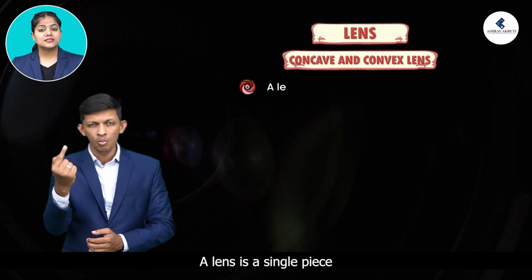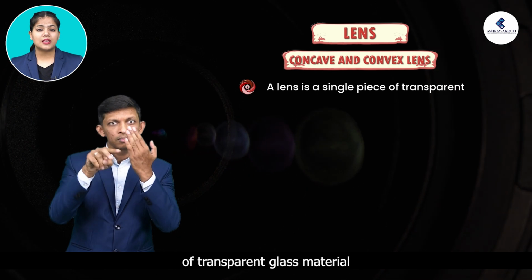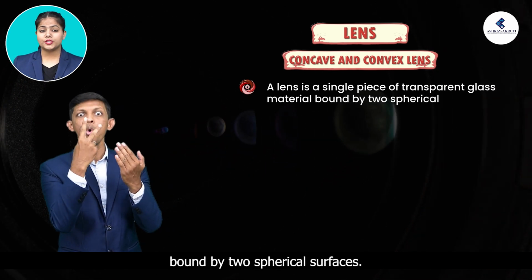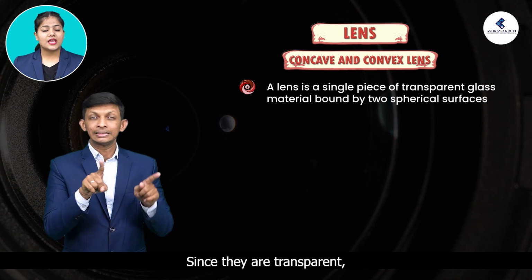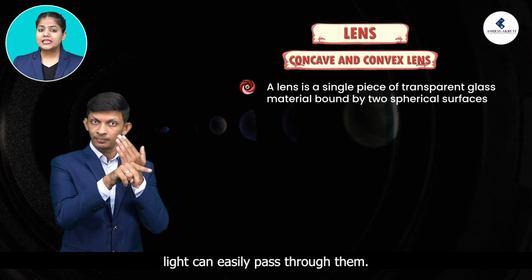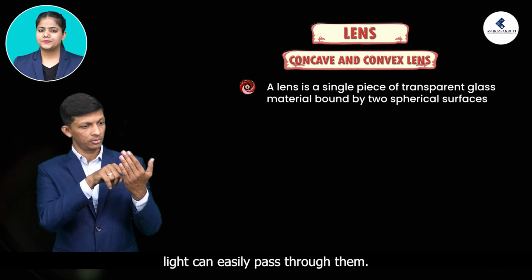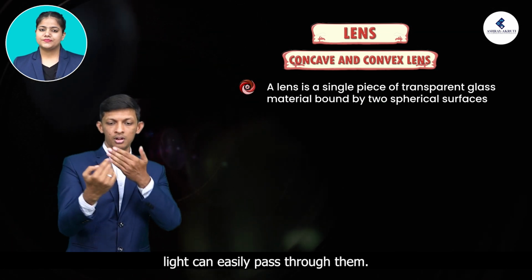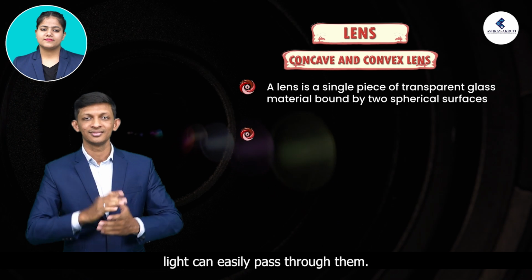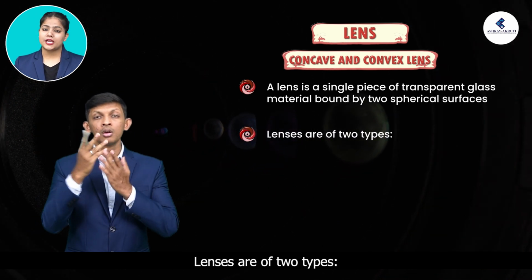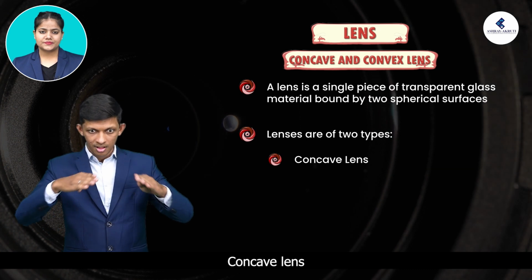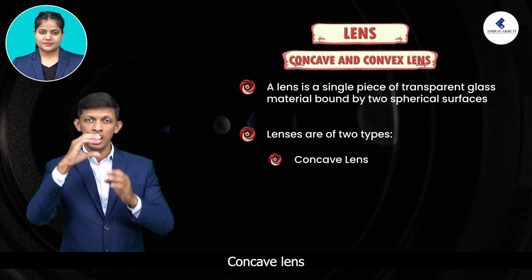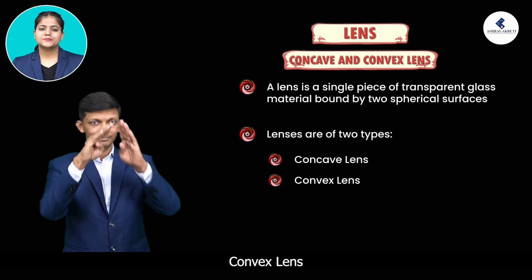A lens is a single piece of transparent glass material bound by two spherical surfaces. Since they are transparent, light can easily pass through them. Lenses are of two types: concave lens, convex lens.